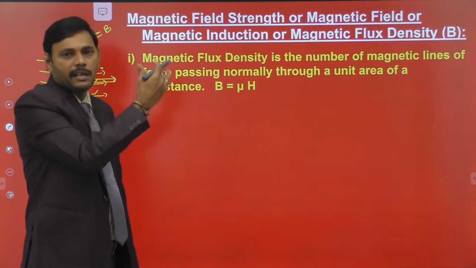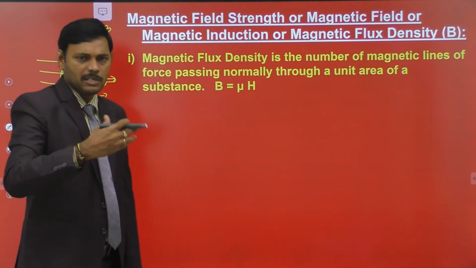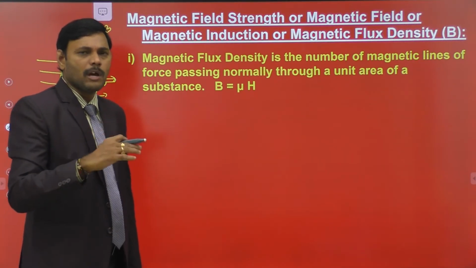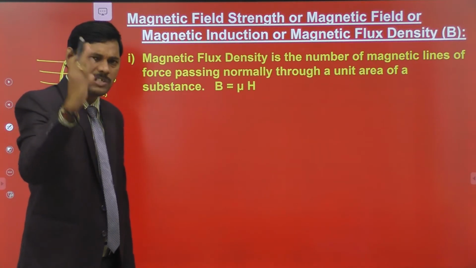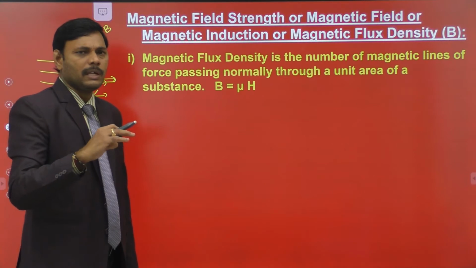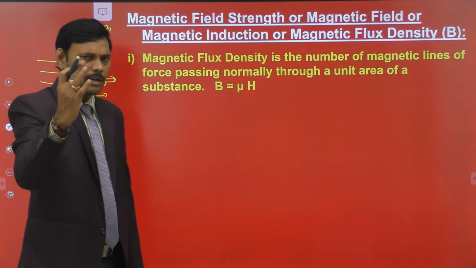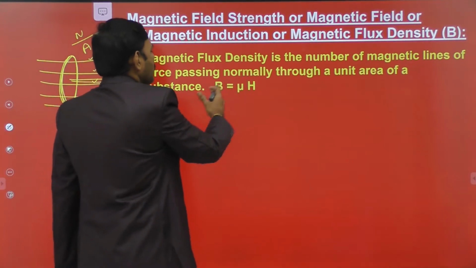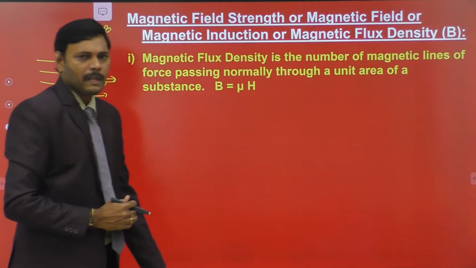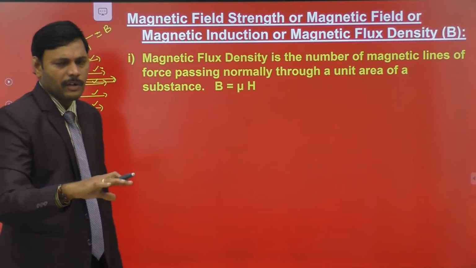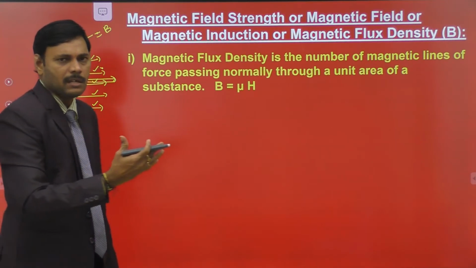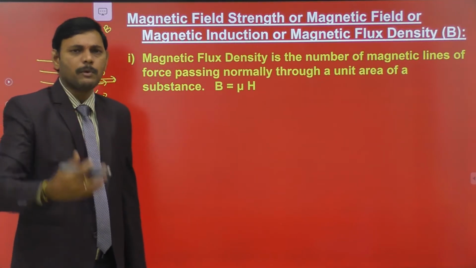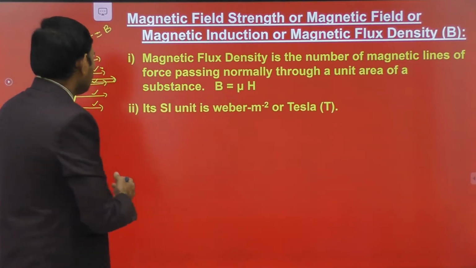B has different expressions, which we discussed: B is equal to mu naught by 4 pi into m by r square for a pole, or B is equal to mu naught by 4 pi into 2m by r cube on the axial line of a magnet, and mu naught by 4 pi into m by r cube on the equatorial line of a bar magnet. And here we are just giving a relation between B and H. B is equal to mu H. H is the magnetic intensity or magnetizing field, and the magnetic field induction is related to the magnetizing field by this equation. As we know, mu is the permeability of that medium, and this is known to us.